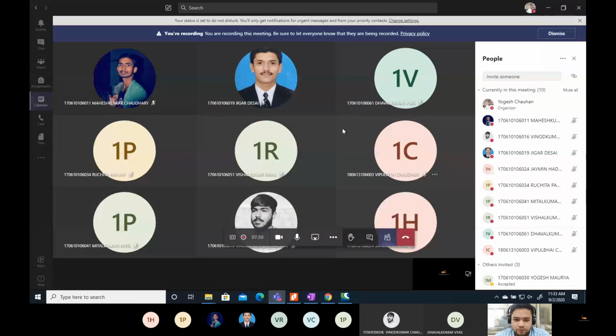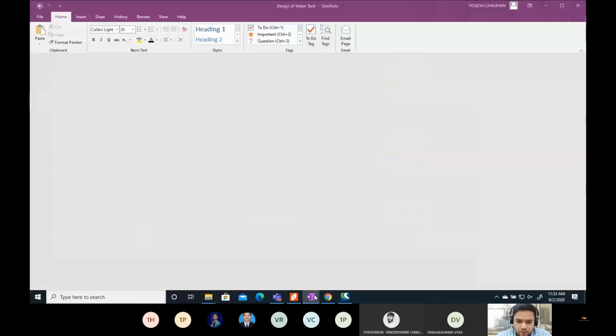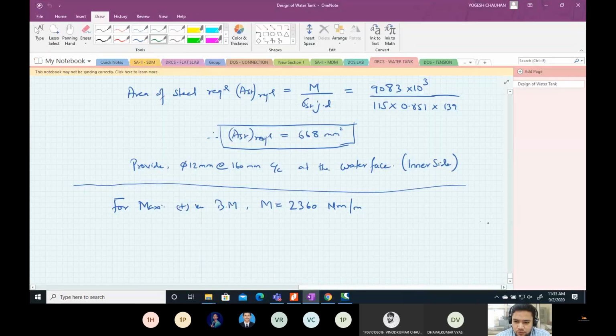Okay, so in the previous class, we have gone through circular tanks with fixed base. We have solved this example analytically. Today we'll see similar type of examples using tables given in IS 3370 Part 4.